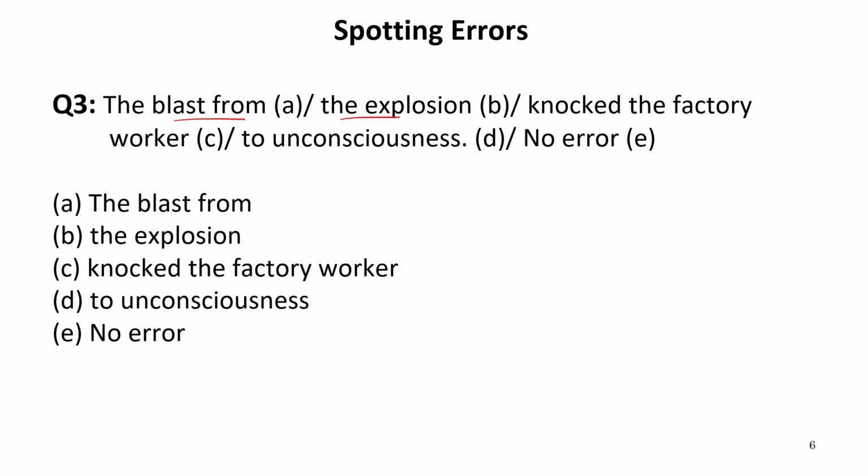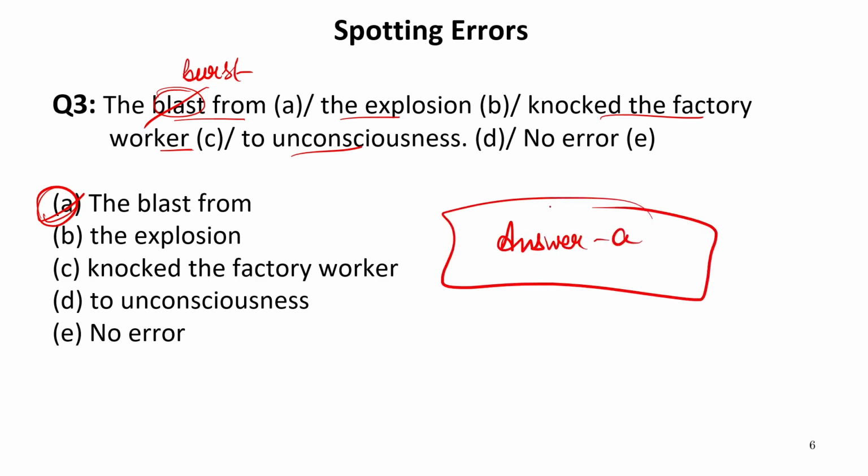The blast from the explosion knocked the factory worker to unconsciousness. Now, blast from the explosion. Blast is actually from the bomb, not from the explosion. We get burst from the explosion. So, instead of writing this blast, we should write burst. So, A part contains the error. Therefore, the error is in part A. So, our answer is A. That is, blast should be replaced with burst. Now let us move to the next one.